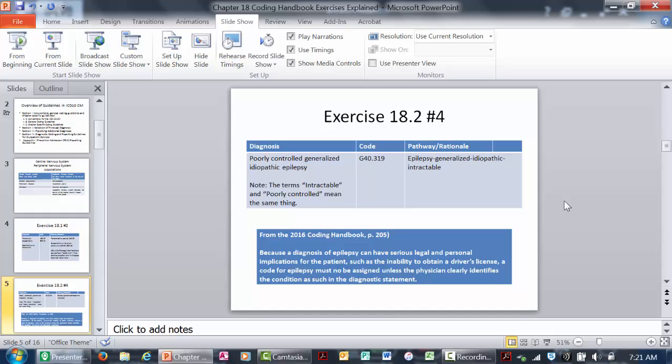Epilepsy, generalized, idiopathic, intractable. The point I want to make with epilepsy is taken from the code book on page 205. Similar to AIDS, you cannot code epilepsy unless you have a physician saying it very clearly that this person has epilepsy. I don't know if you've ever known anyone with epilepsy, but it affects their life in many ways, one of which is they can't get a driver's license. So in our society, if you live out in the country, for example, that's a very big obstacle for someone to overcome. So you don't want to ever give someone that diagnosis unless it is very clearly identified. And if it's not clearly identified, a query to the physician is certainly in order.